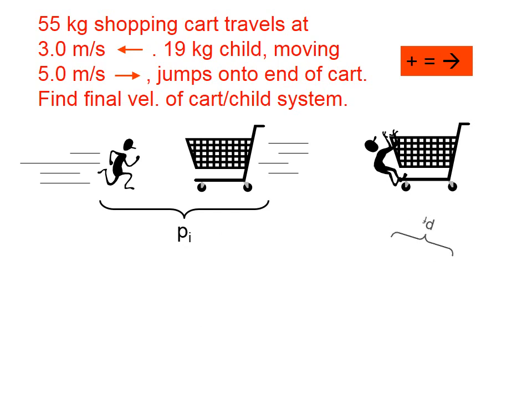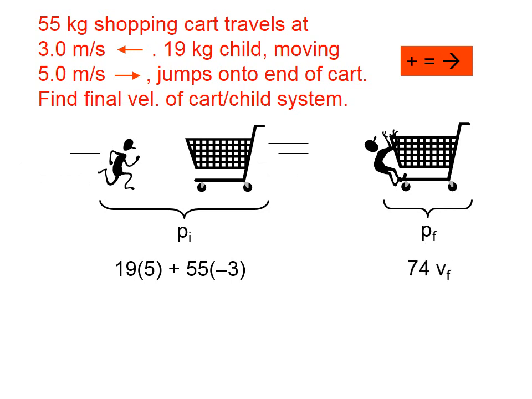On the left is what we have initially, and on the right, this is what we have at the end. And the momentum of that initial set of affairs is the mass of the child, which is 19, times 5, which is his velocity, and that 5 meters per second is in the positive direction. The cart has a mass of 55 kilograms. This must be a rather full shopping cart, but it's moving at 3 meters per second in the negative direction. So notice I've taken those signs into account.